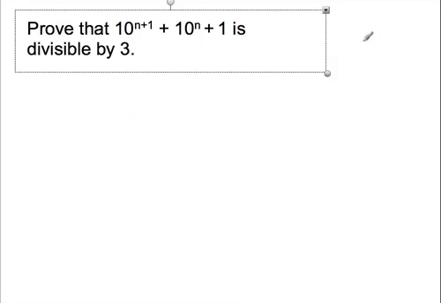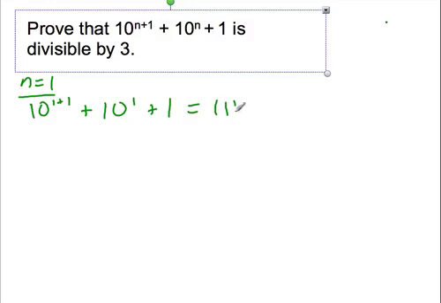Let's take a look at another example. We're going to prove that this expression is divisible by 3. So we start off with our initial condition, n equals 1, and let's show this is divisible by 3. We have 10 to the power of 1 plus 1 plus 10 to the power of 1 plus 1, which equals 111, which is divisible by 3. So therefore it's true for n equals 1.